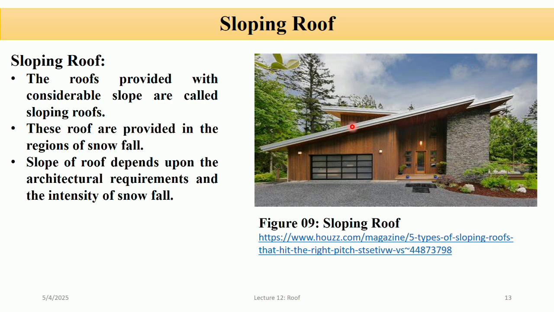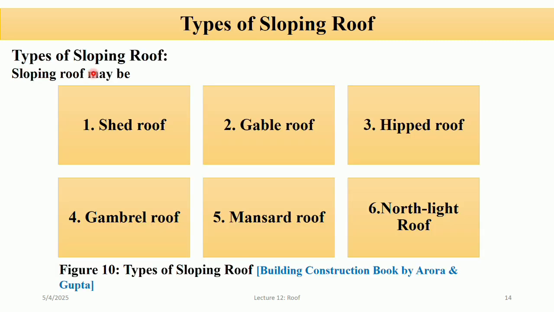The third purpose is the slope design. The degree of slope depends on how much snowfall is expected. Steeper slopes are used in areas with heavy snowfall, while gentler slopes are enough for places with light rain or snow. The fourth feature which depends on the slope of the roof is the architectural requirement. The slope also contributes to the look and style of a building, often reflecting local tradition or climate-based design. Now let's discuss different types of sloping roof.